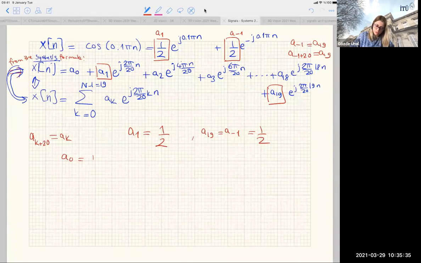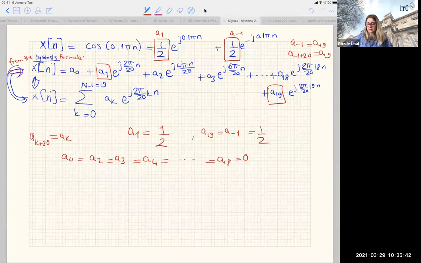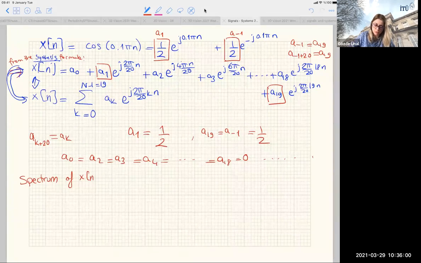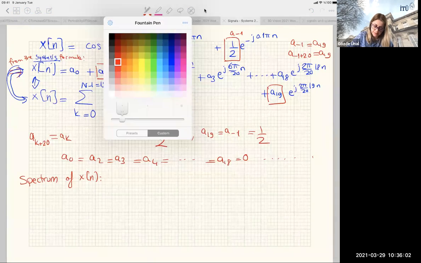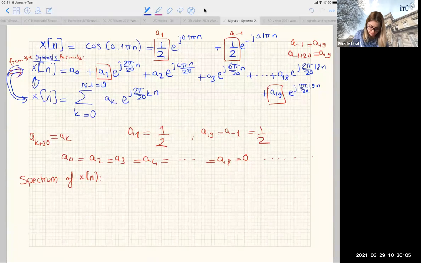0, A2, A3, A4, I mean, A18 are 0, and also their minuses and stuff, right? And plus 20 versions. So these are the Fourier series coefficients of this signal. Let's plot it. Yes, let's show the spectrum. So what is the spectrum? Remember, it's the frequency spectrum, right? Then what is it? Let's plot an axis line here.